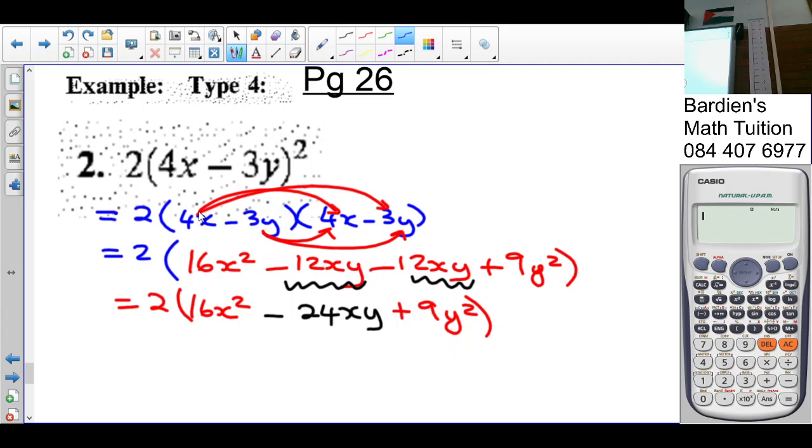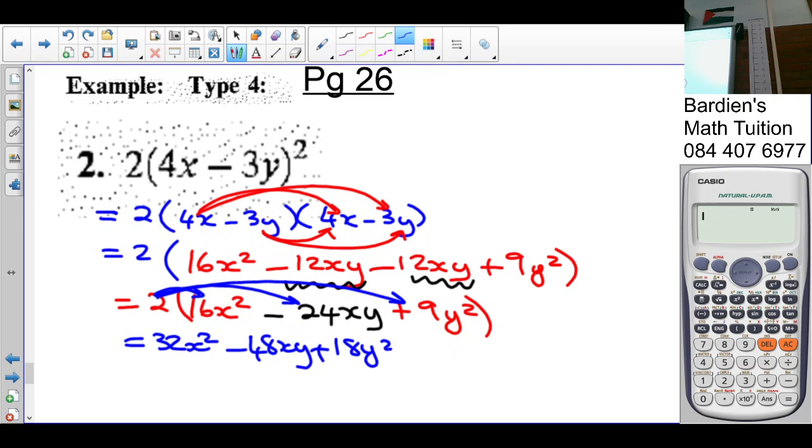Thank you. Okay. So what is going to happen now? Times that in, which is going to give us 32x squared minus 48xy plus 18y squared.